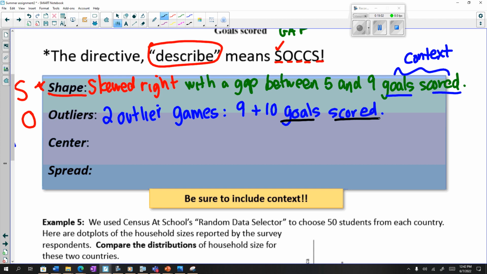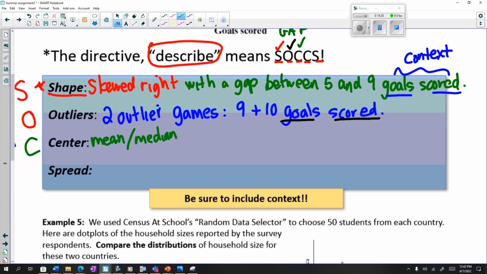So now we're done with S, we're done with O. So now we're going to move on to C for SOCS. The C stands for center. So center can be measured by either the mean or the median. Okay, the mean or the median. And the mean, you guys know from the past, is the average.